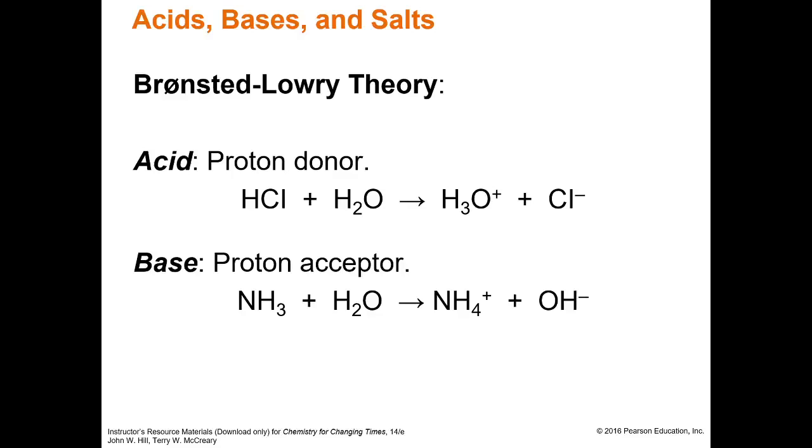So there's an alternative theory that was proposed, which is the Bronsted-Lowry theory. The Bronsted-Lowry theory encompasses a much larger scope of the world of acids and bases. An acid, according to the Bronsted-Lowry theory, will be a proton donor, meaning it's going to give a proton to something else. So for example, this HCl right here is going to give its H plus to the water. That's why you get H3O plus, and the Cl minus that's left behind.